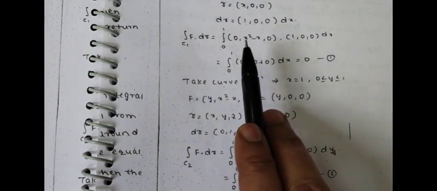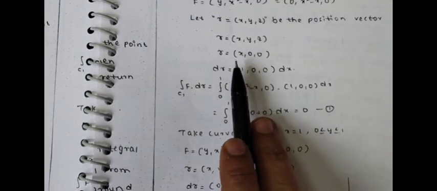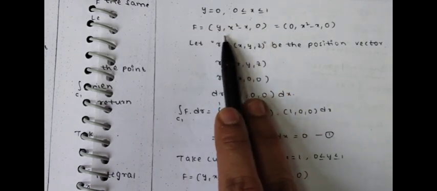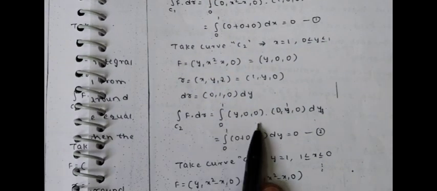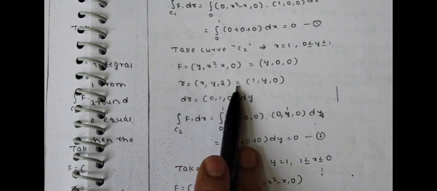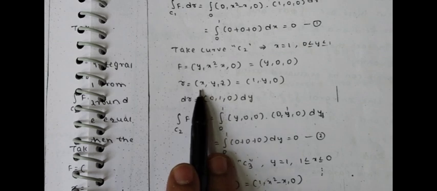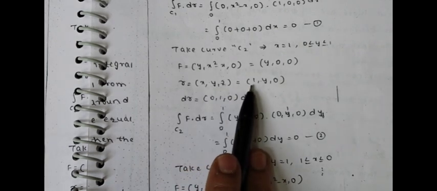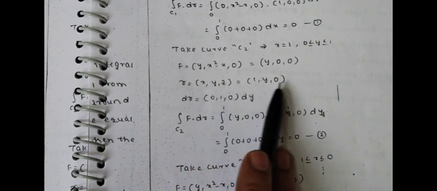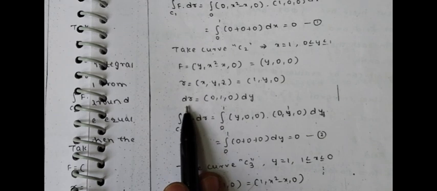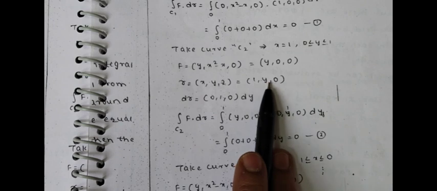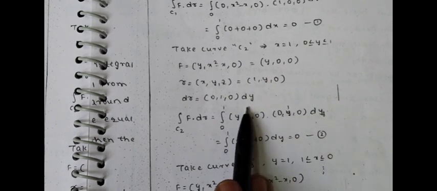What is F here? F is this one, so y stays as it is, x is 0, 0 minus 0 is 0, so y, 0, 0 is the F function. And dr, what do we need to take? r is x, y, z. Since x equals 1 is given by curve 2, we substitute x equals 1, y equals y itself, and z is 0, and differentiate this. Again, the derivative of a constant is 0, and the derivative with respect to y is 1, and 0, with respect to y meaning dy.